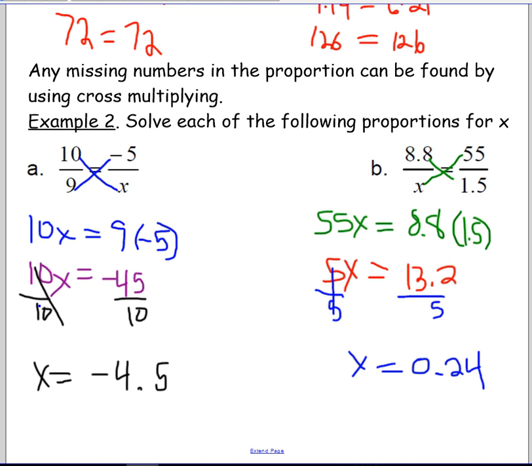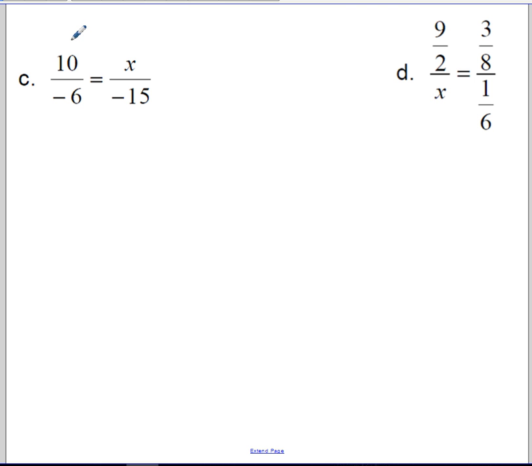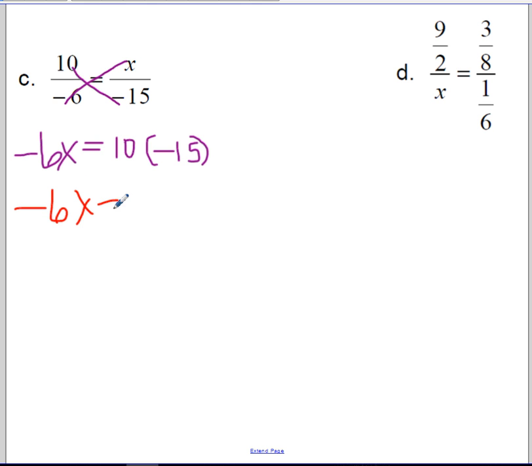Let's take a look at some more examples. 10 is to negative 6 as x is to negative 15. So the negative 6 is across from the x, and that should be the same amount as 10 times negative 15. And so negative 6 times x should equal negative 150, doing our multiplication there.